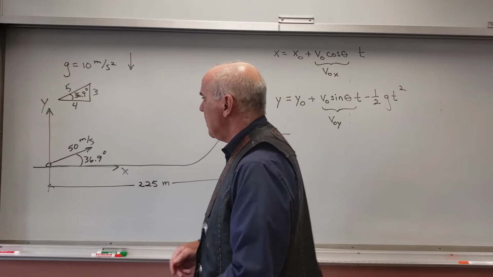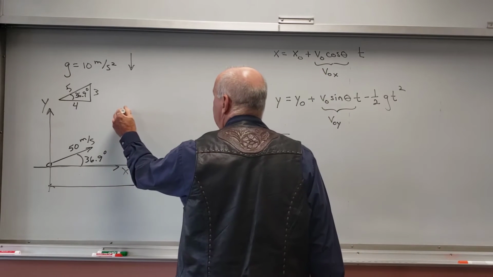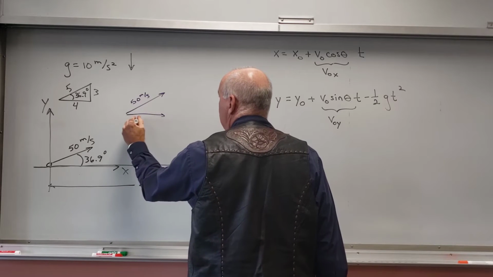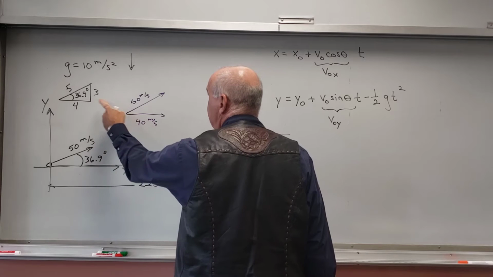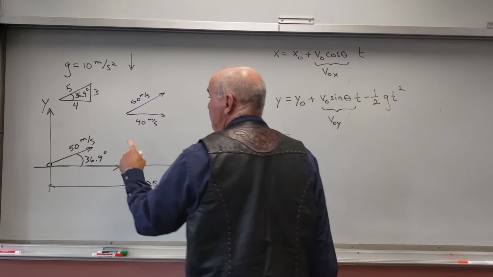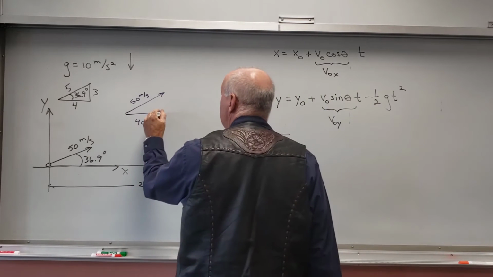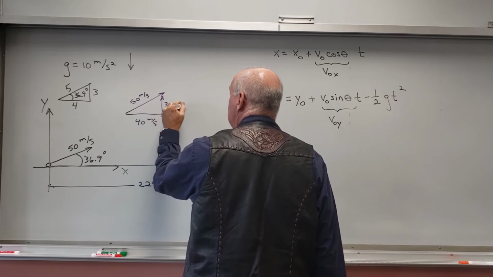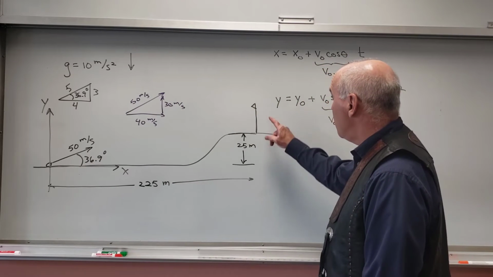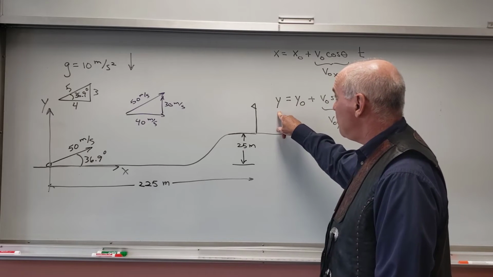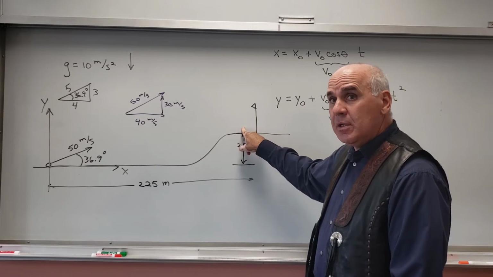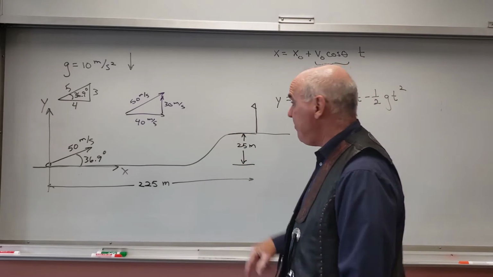All right, so let's find then the velocity. I've got 50 meters per second in this direction. And so the x component will be 40 meters per second. That's 50 times the cosine of theta, but the cosine of theta is 4 over 5. 50 times 4 over 5 is 40 meters per second. And then 30 meters per second in the y direction. All right, so y, that's going to be the final position in the y direction. Now, when the ball lands on the plateau, it's going to be at y equal to 25 meters.